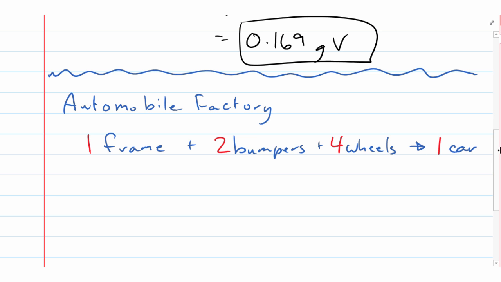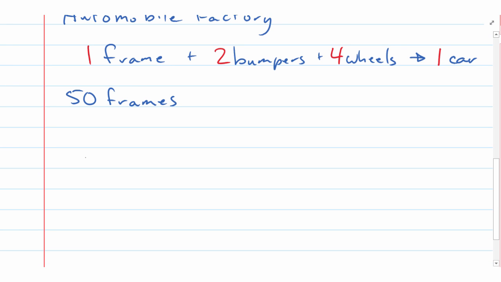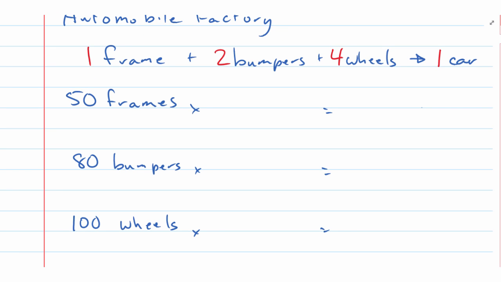And if we then had an example where we had 50 frames, and let's say we had 80 bumpers and 100 wheels, we'd like to know how many cars could we make? How many cars could we make with 50 frames, 80 bumpers, and 100 wheels?